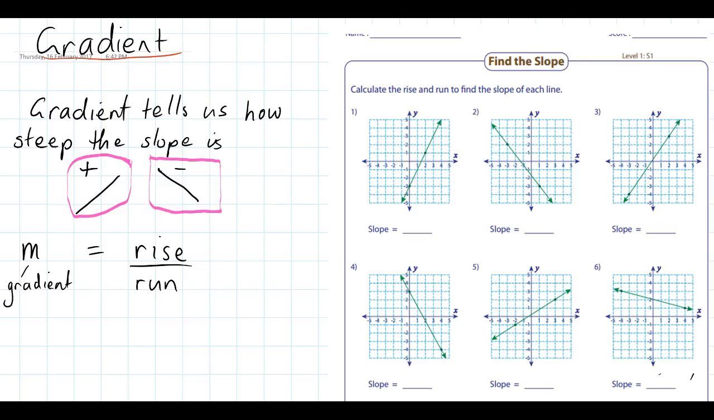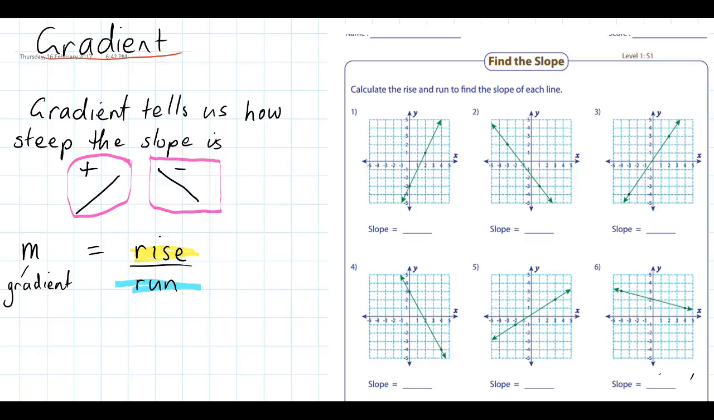Now to give that a number that we can count, we use the formula rise, or the up and down bit, over run, or the across bit. And to show you how that's calculated, I'll just do example 1.